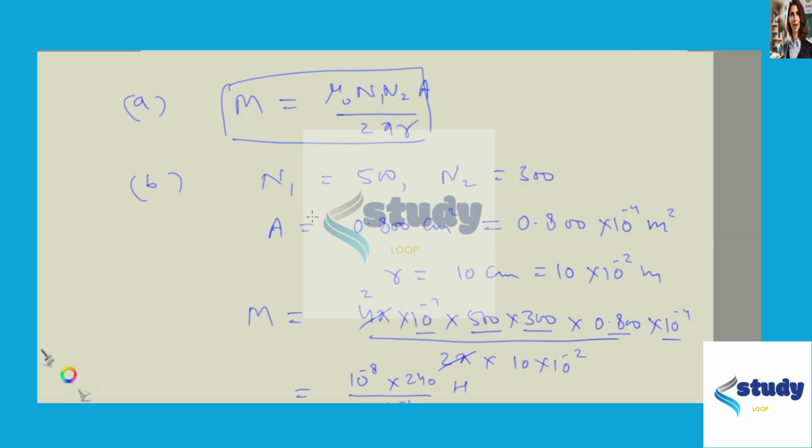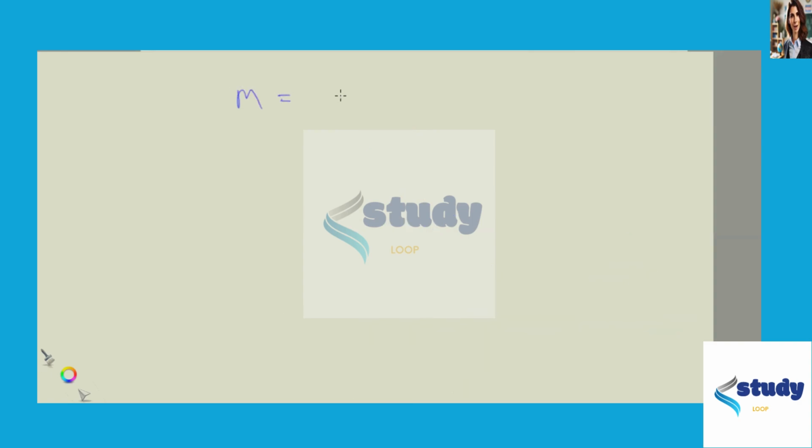So finally this mutual inductance in magnitude will come out to be 240 into 10 raised to power minus 7 Henry, or we can say 24 into 10 raised to power minus 6 Henry, or finally this is 24 micro Henry. This is the answer for the second part of the problem.